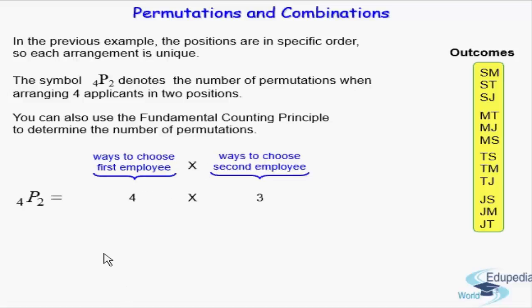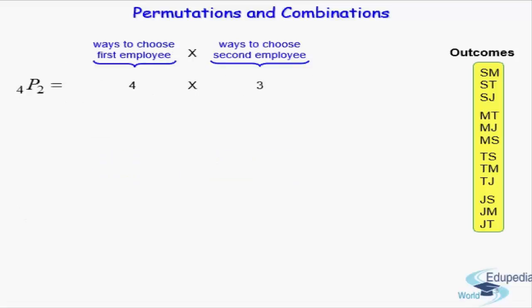Now you can also use the fundamental counting principle to determine the number of permutations. Ways to choose the first employee are 4, ways to choose the second employee are 3, because we saw that with the chart that we made. But of course this is going to be really complex when you get to higher combinations. For example, what if you had a question that involved 7P4 and a second event that had 11P8? How would you go about solving that? That would be really difficult for you, right?